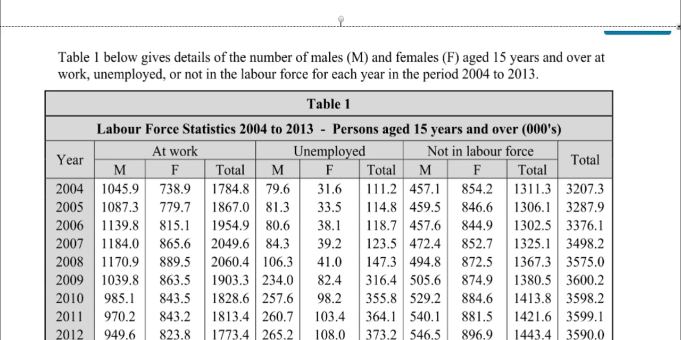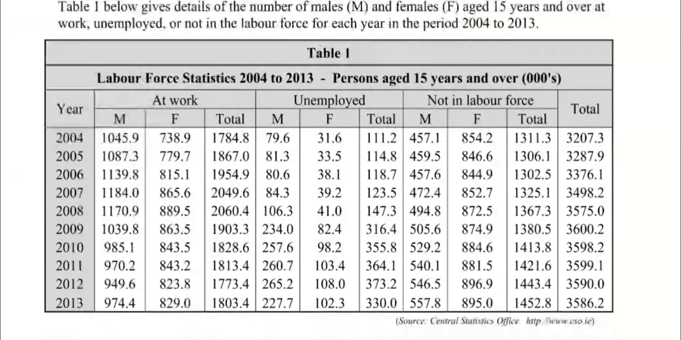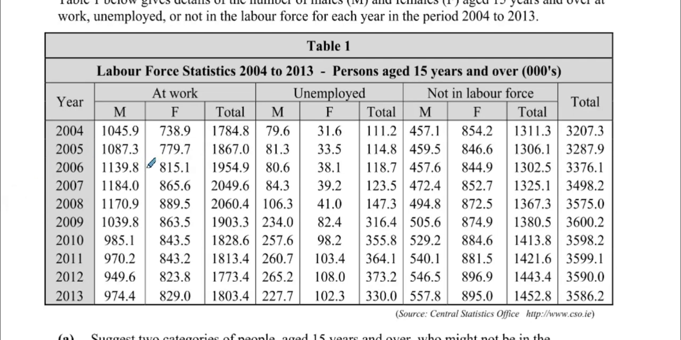2014, question 7. It gives details of the number of males, M, and females, F, age 15 and over, who worked, were unemployed, or were not in the labor force. Let's have a good example here. It's in hundreds of thousands. Does everybody see that key nugget of information there? That's in hundreds of thousands.